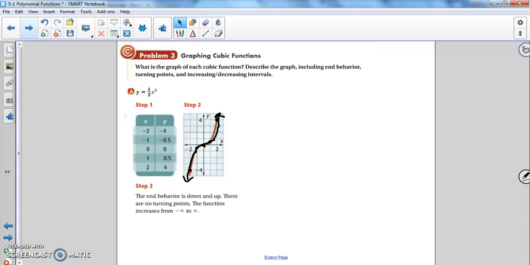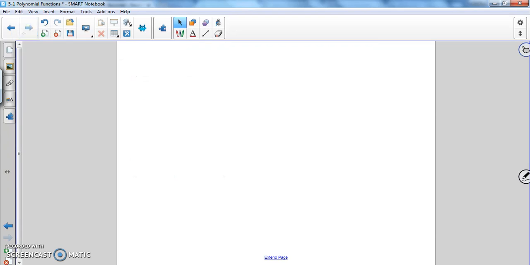There are no turning points because we do not switch directions. We are always going positive. And the function increases from negative infinity to positive infinity, because our y values as we go to the left are going towards negative infinity, and our y values as x is getting bigger are going to positive infinity. And that's it.